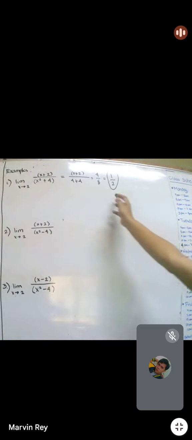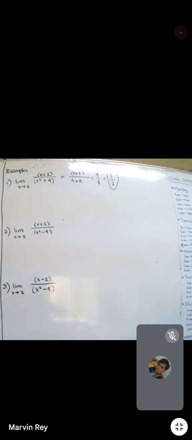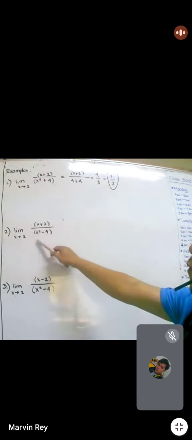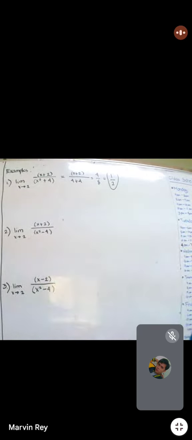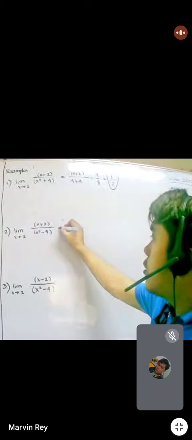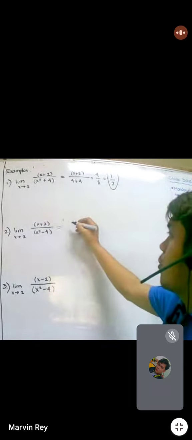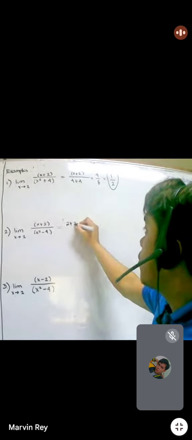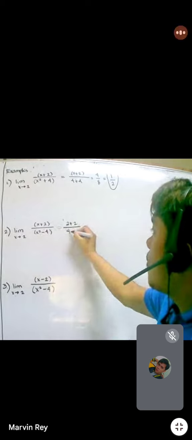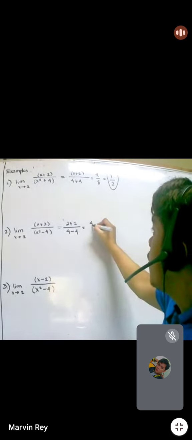This is easy, there is no problem with solving by direct substitution. This is a type of function in which f of a is defined. Okay? Next, we have our second example, which is limit of x plus 2 all over x squared minus 4 as x approaches 2. Can you directly substitute the values? So 2 plus 2 is 4, all over 2 squared is 4 minus 4, which is just equal to 4 all over 0.